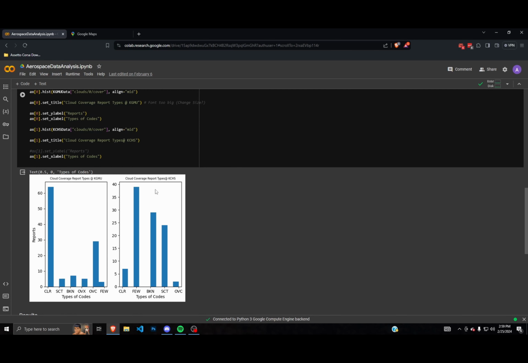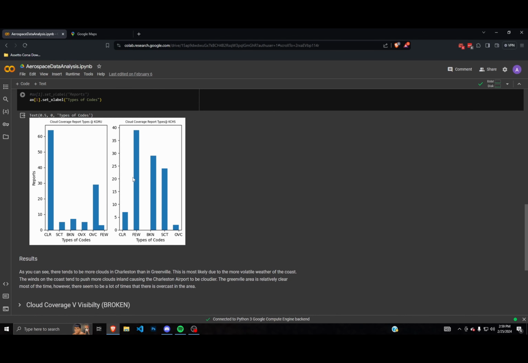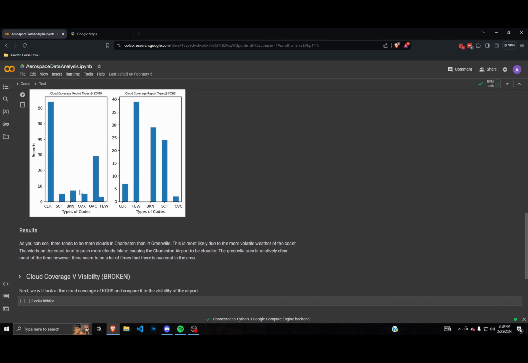And then here in KCHS, or in Charleston, you'll notice that the majority of them are few clouds, broken clouds, or scattered clouds rather than clear reports. And this is interesting, right? When we look at the results, that shows that there just tends to be more clouds in Charleston than in Greenville. But we can sort of take that up to the next level and assume that the reason why it's like this is because there would be more volatile weather off the coast, and it's also cloudier.